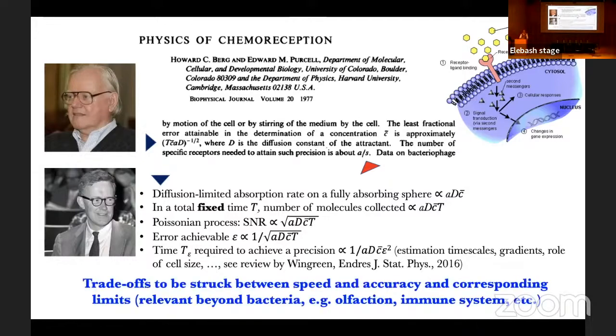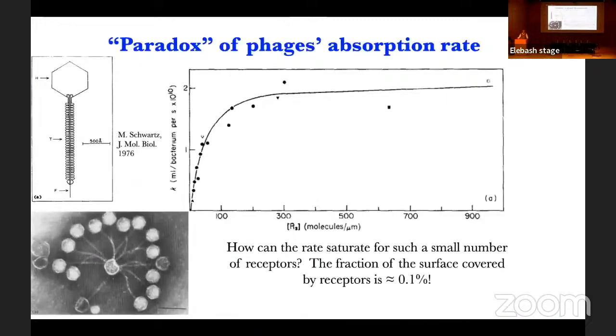Now, this is a general problem. In fact, it's been encountered in olfaction as well. It's an example that I've not mentioned among the four, but there's application in olfaction as well. Now, the funny thing mentioned in the paper, which sometimes is not taught, but it's fun to see, is how much this simple physical argument solved a big biological problem, because at the time there were data about bacteriophage absorption rates. And in this paper of '76, just prior to the Berg-Purcell paper, they were very troubled.